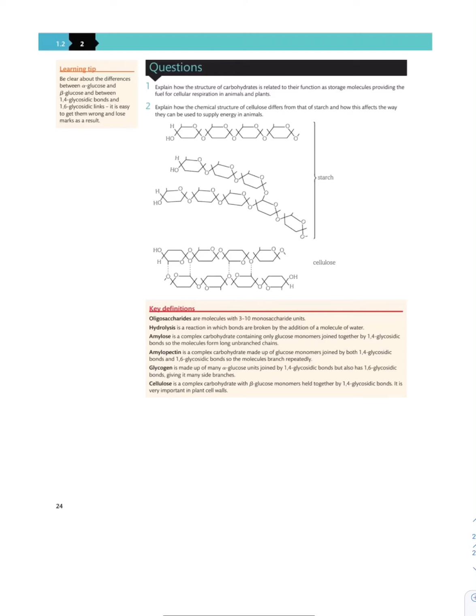Okay, question number 1. Explain how the structure of carbohydrates is related to their function as storage molecules providing the fuel for cellular respiration in animals and plants. Okay, so because they say carbohydrates as storage, we know them to be compact. And if they're compact, they can be stored in cells. And they have the ability to be stored in cells without affecting the water balance of cells, and so they won't affect osmosis.